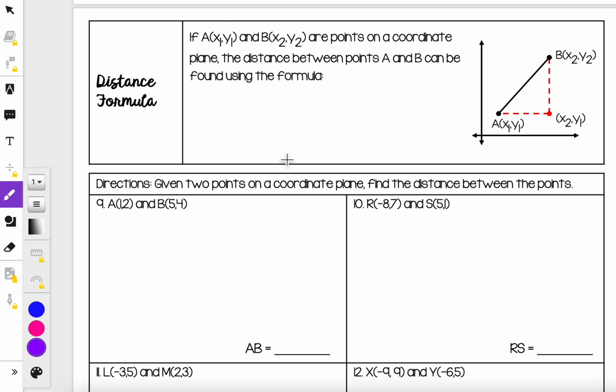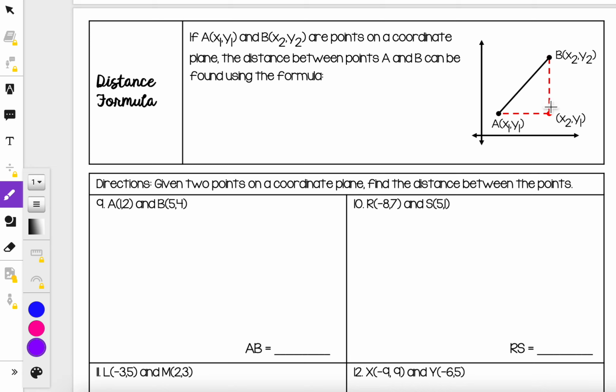The distance formula is, again, if we have those 2 points on a coordinate plane, A and B, and the coordinates are x1, y1, and x2, y2, we want to find the distance between those 2 points, or the length of that line segment. Now, I think the distance formula is a little bit complicated, and if I just show it to you, it's going to seem like it's really hard to remember. But the distance formula is nothing more than the Pythagorean theorem.